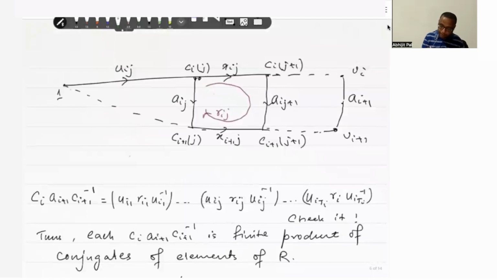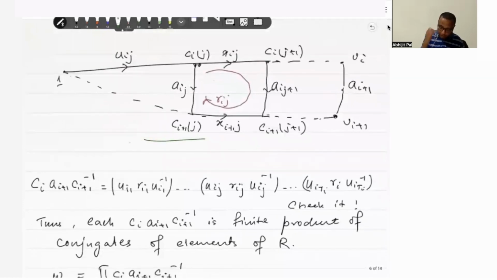Yeah, so we have this picture here. So now you can check that this Ci Ai plus 1 Ci inverse, this whole loop, is the product of these loops: Ui1 Ri1 Ui1 inverse, and so on up to Uij Rij Uij inverse, and at last Ui Ti minus 1 ... Ri Ui Ti inverse.